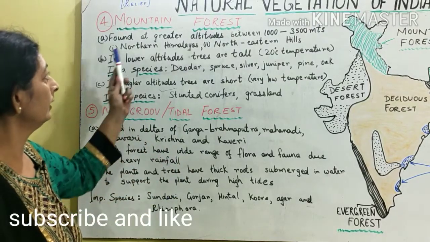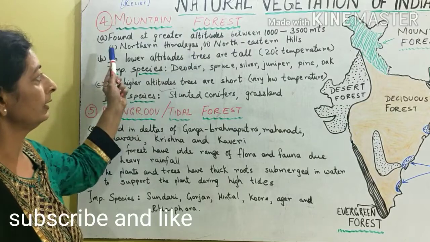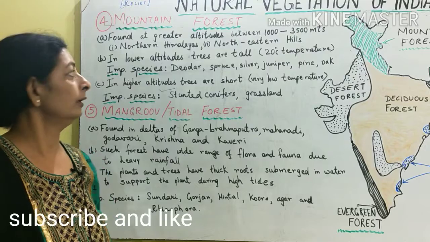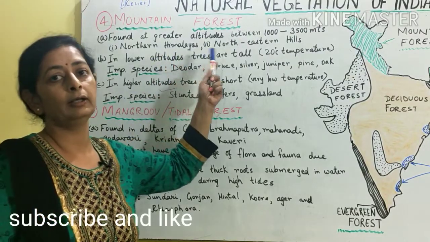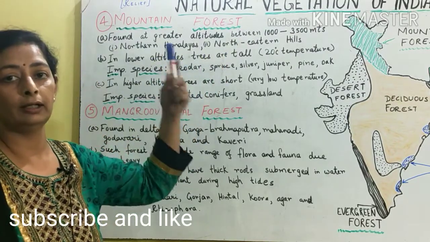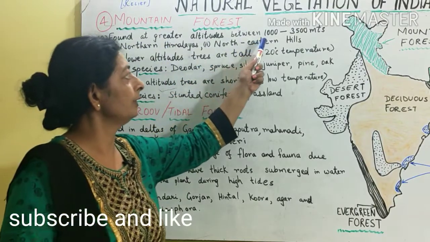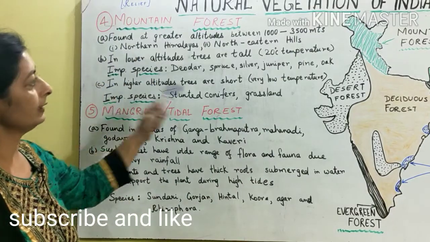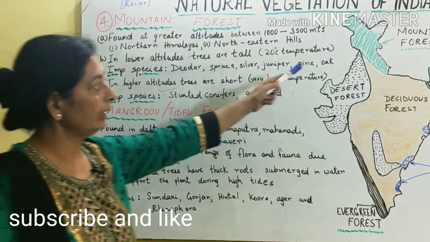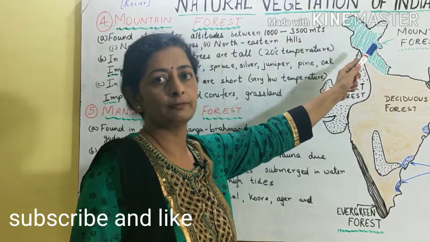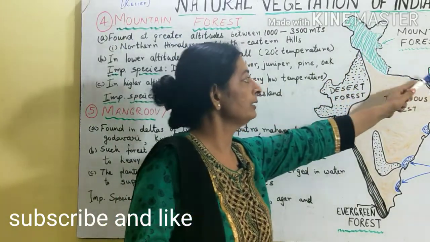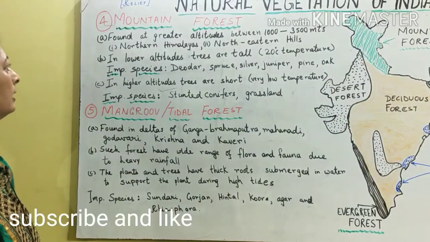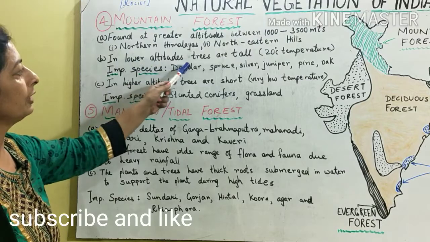So you can see that the mountain type of forest are seen in areas where the land is higher, or we can say in regions of greater altitudes, means at greater height, and the height is between 1000 to 3500 meters. Now this can be seen in Jammu and Kashmir. In Leh very little vegetation is present because of the snowfall, and in northeastern parts of India.